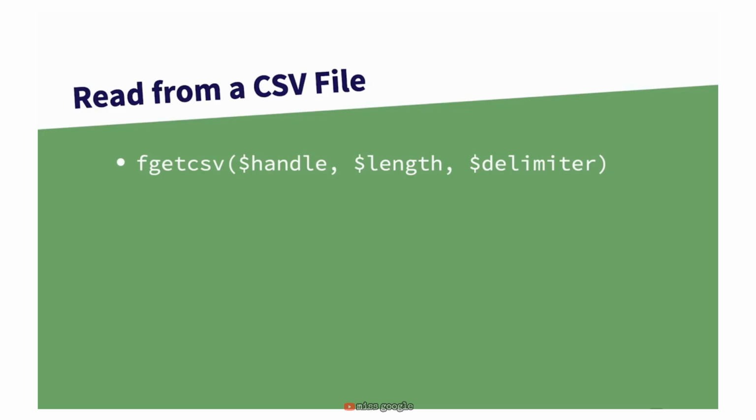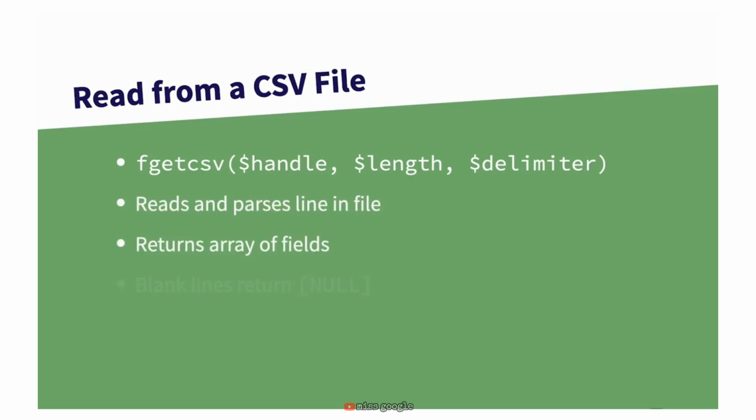You pass in 3 arguments. The first is the file handle. Where we're working with a file, we have a file handle to work with. Then we pass in the length. That's the length of the longest possible line. You can either pick a large value like 1000, or you can use 0 to have an unlimited length of line. And then the last argument is the delimiter, which is probably going to be just a simple comma, so a string with a comma inside of it. If you omit it, that's what PHP will use by default. So it reads and parses a line in a file and returns back an array of fields. If it encounters a blank line, it returns an array that has null as the only value inside.